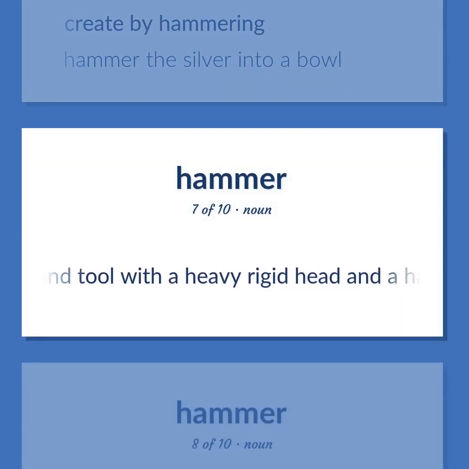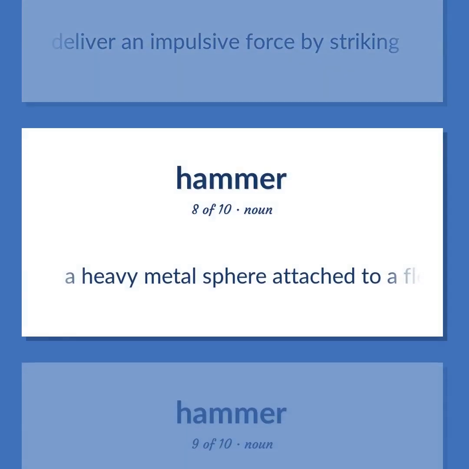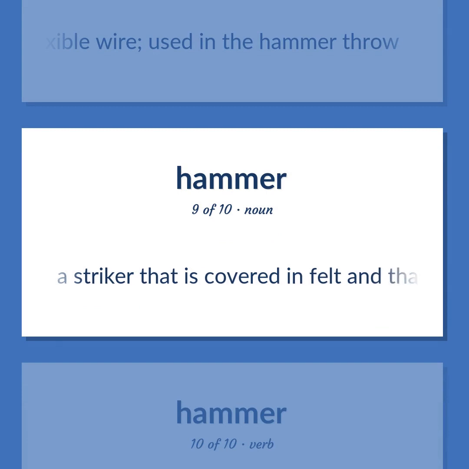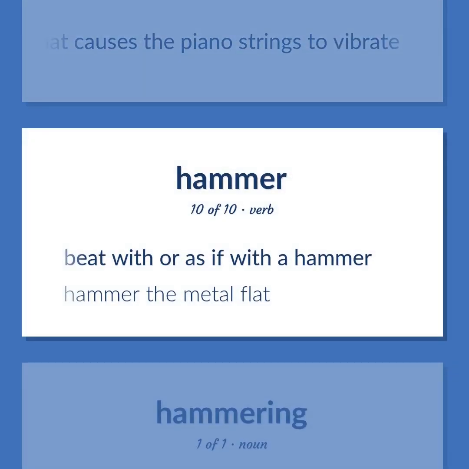A hand tool with a heavy rigid head and a handle, used to deliver an impulsive force by striking. A heavy metal sphere attached to a flexible wire, used in the hammer throw. A striker that is covered in felt and that causes the piano strings to vibrate. Beat with or as if with a hammer. Hammer the metal flat.